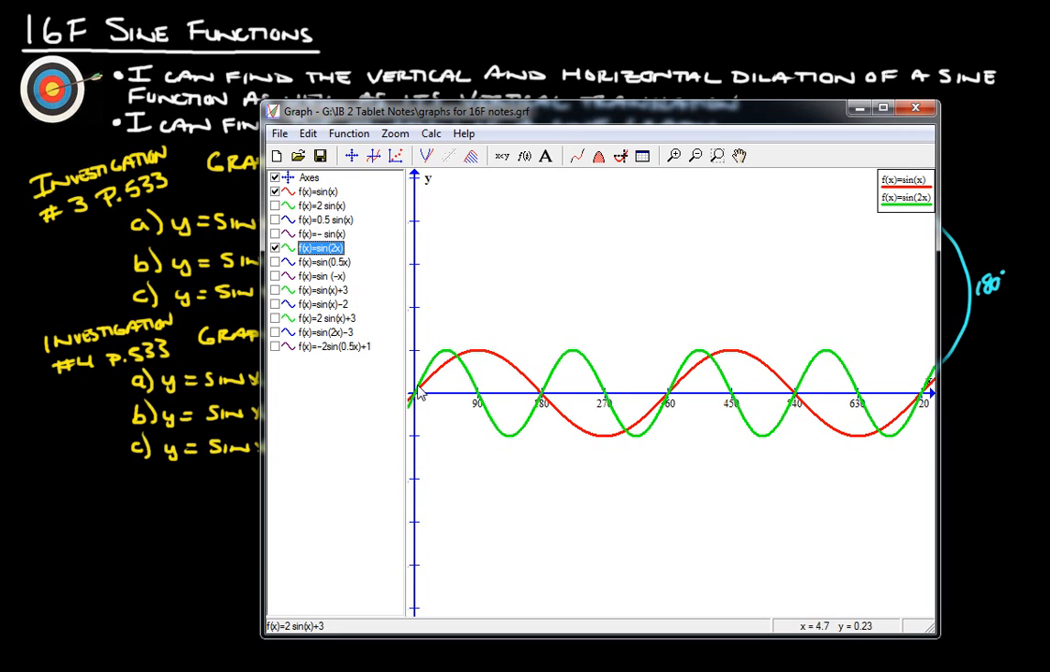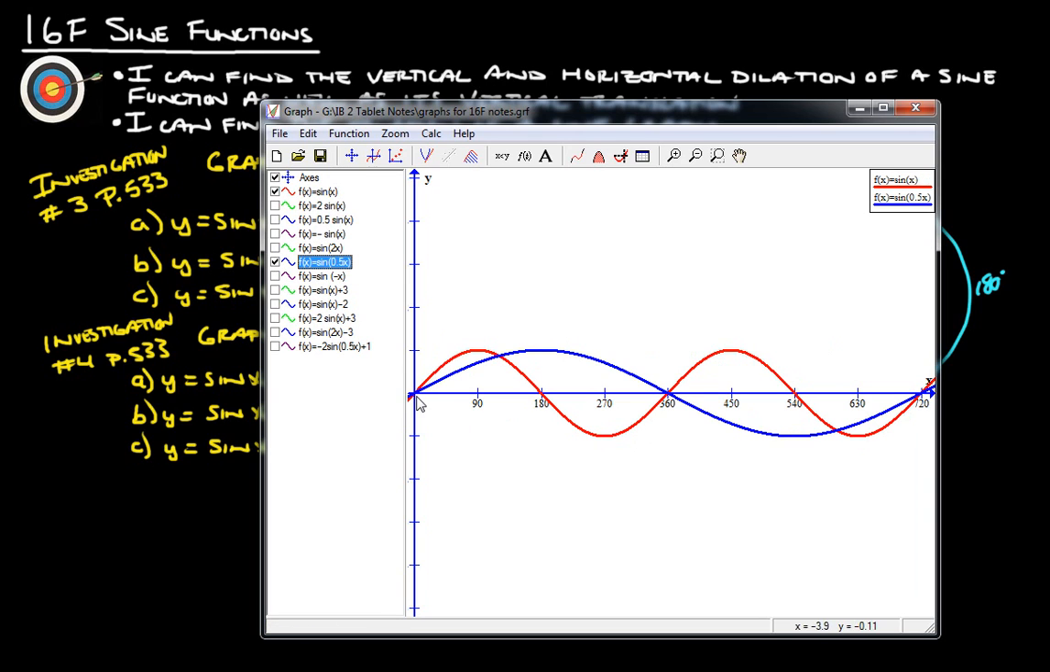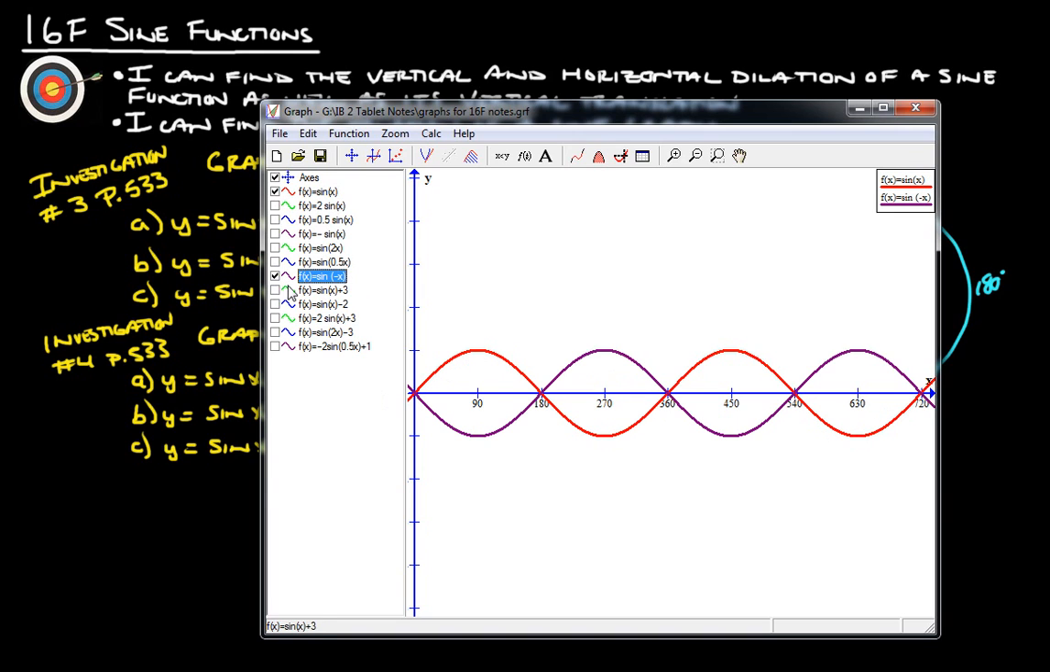That 2 in front means you're going to go through twice as many periods in 360 degrees. So hopefully with that, you can figure out that 0.5 is going to make it so you only get through half of a period in 360 degrees instead of 1 full period. So that's what the 0.5 is. And then the negative x actually is the exact same graph as negative sine x. So sine of negative x and negative sine x, same exact graph. If you look at it, they're the same graph.